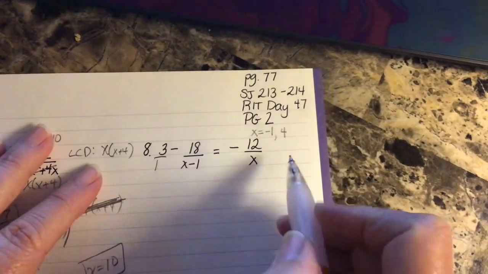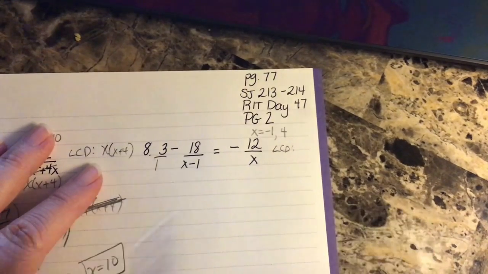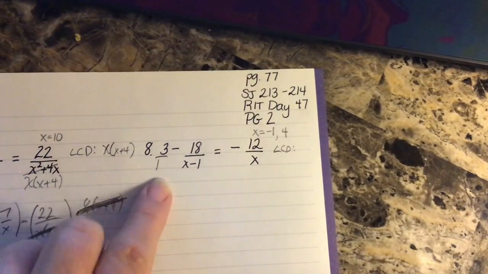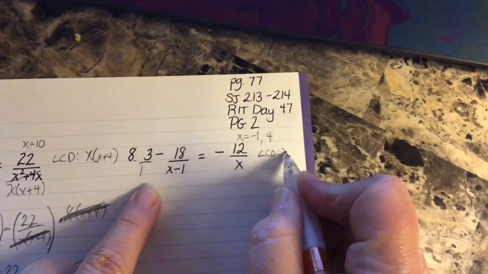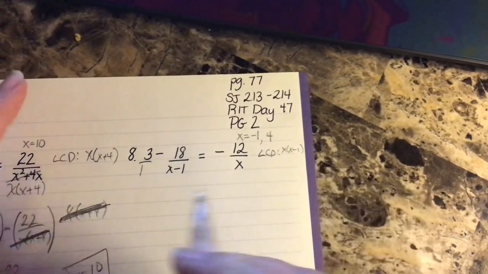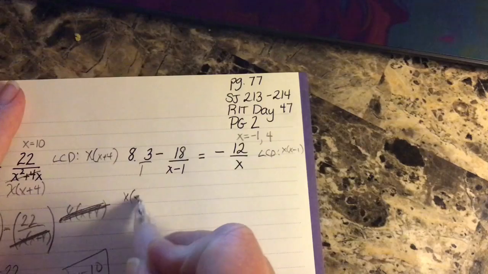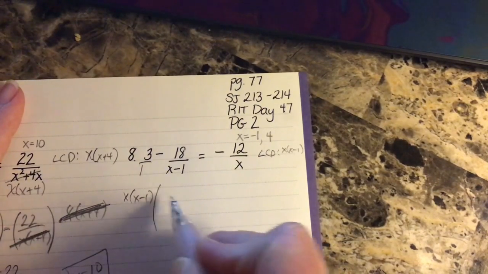These three denominators have nothing in common, so my least common denominator is going to be x times x minus 1. I'm going to multiply both sides by x times x minus 1.